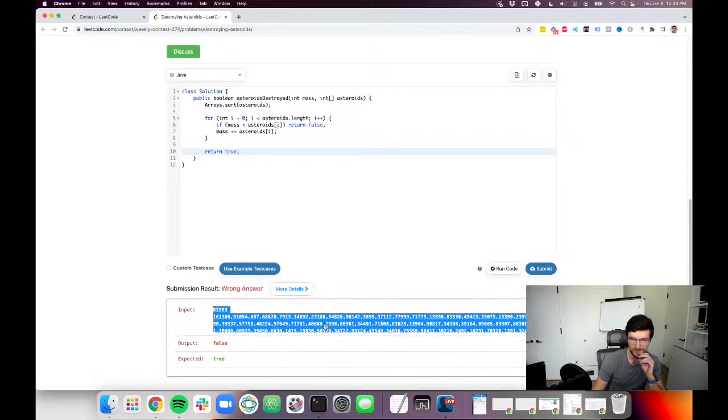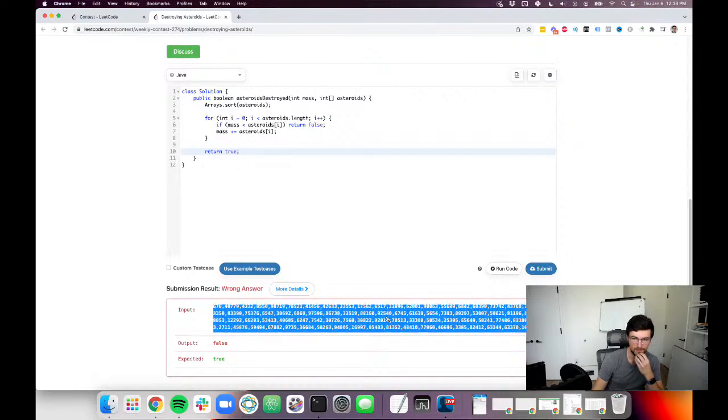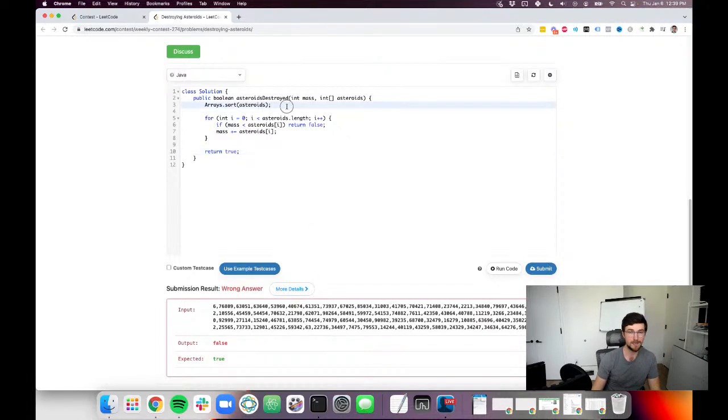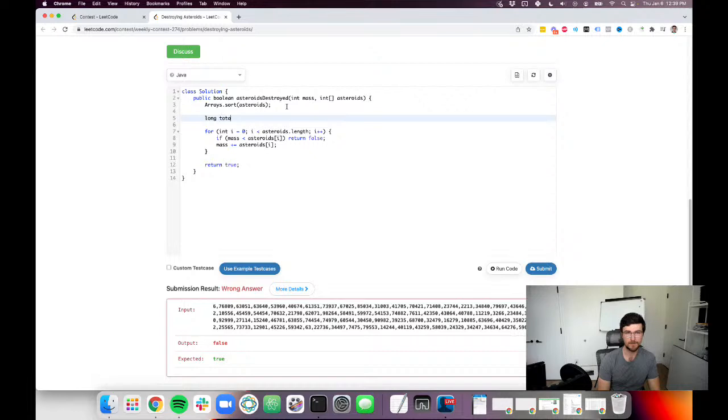Okay, so what happened here? I'm going to guess that this was a matter of an out of bounds exception, just based on the size of the input. I don't know if people remember, this happened to us last week, where we should have used a long. So let's try doing that and see if that helps. So let's do long total mass, and then we'll just sub this in here.